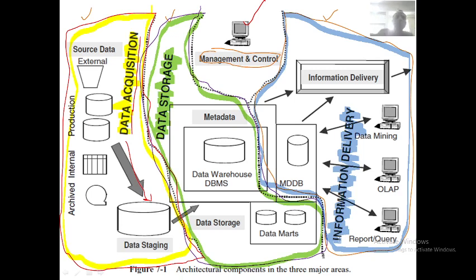Got it? So now we are going to see the architecture of this data acquisition. Once we complete the data acquisition architecture, then we'll go to data storage architecture. After completing the data storage architecture and its services, then we'll move to the information delivery area, its architecture and services. Is it clear now? Yes, sir.